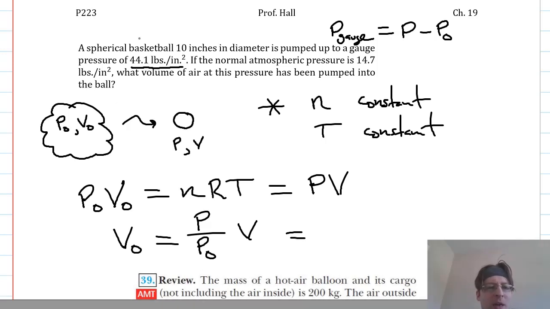So when they tell me that it's 44.1 psi on the gauge, what that really means is I have to add atmospheric pressure onto that to get the actual pressure. See, I'm solving for P. P is equal to gauge reading plus atmospheric pressure. So the pressure of the ball is not 44.1. The pressure of the ball is actually 58.8 psi.